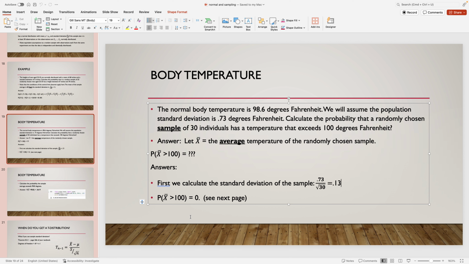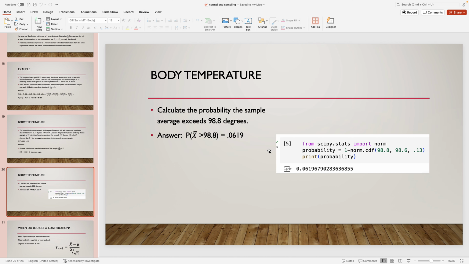Now, it's certainly possible some of them have a temperature below 98.6 and that a lot have a temperature more than 100 and it averages out to be more than 100, but that is also very unlikely. It's 0, in fact. And if you were wondering how we could calculate this, you can use Python and use the stats package using the normal distribution calculator. And here I did the 1 minus because that's required in Python. It returns the less than or equal to probability.